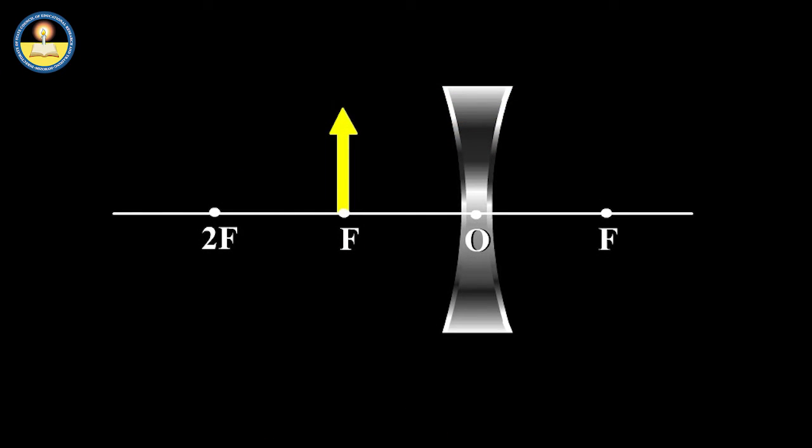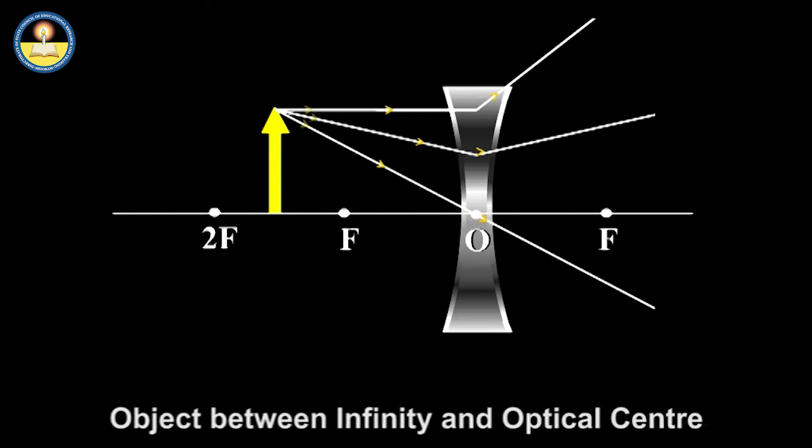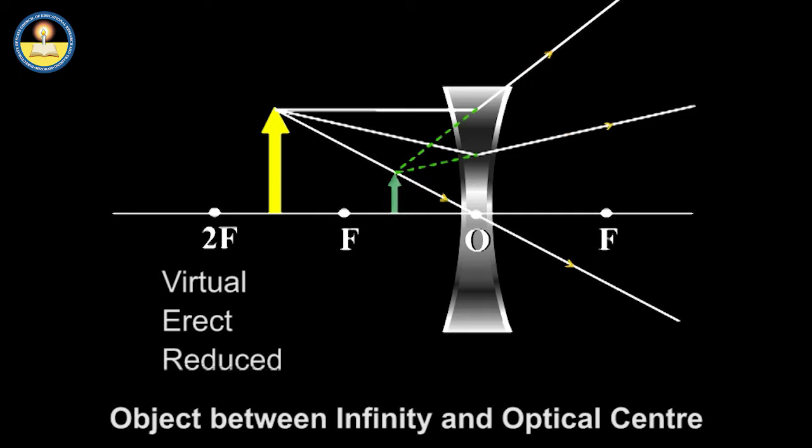Unlike a convex lens, when the object is placed in front of a concave lens at any place, a virtual, erect and reduced image is formed on the same side of the lens. This type of image formation is used in spectacles for a short-sighted person.